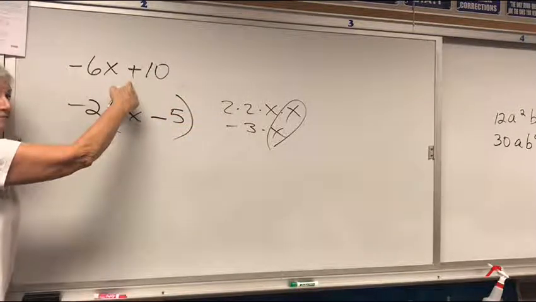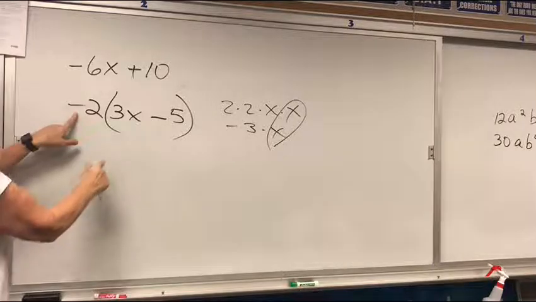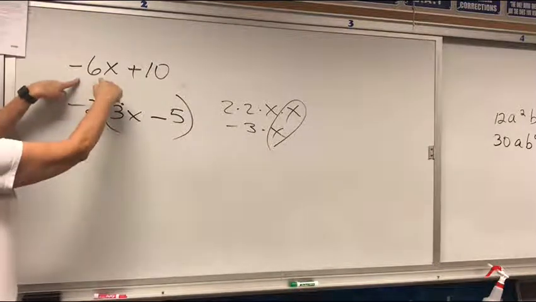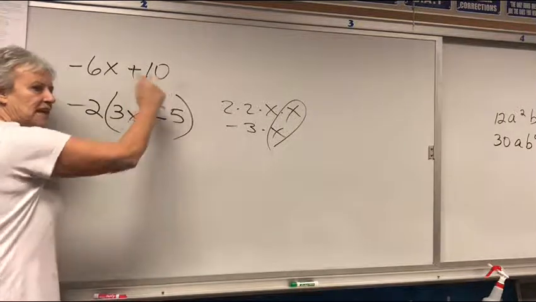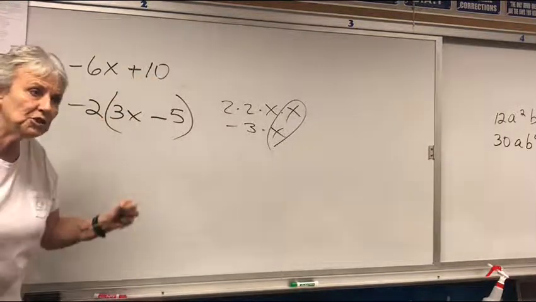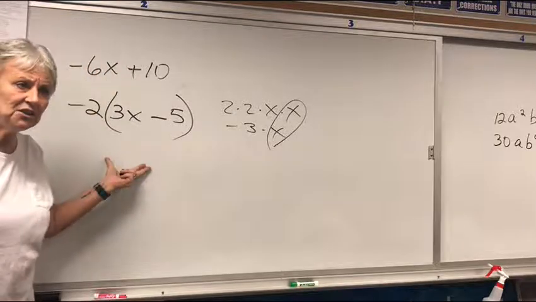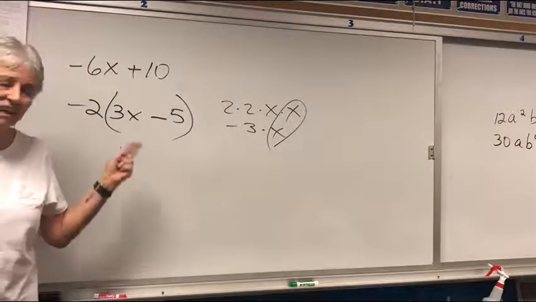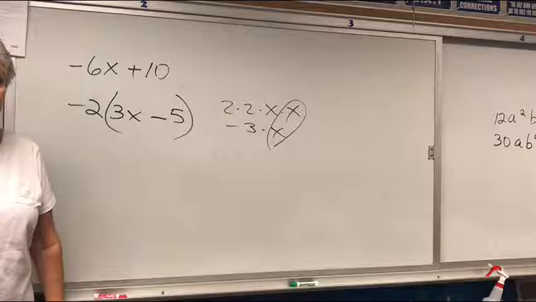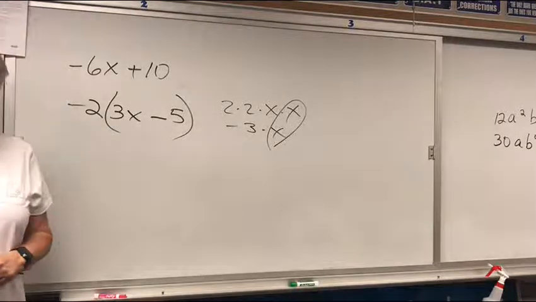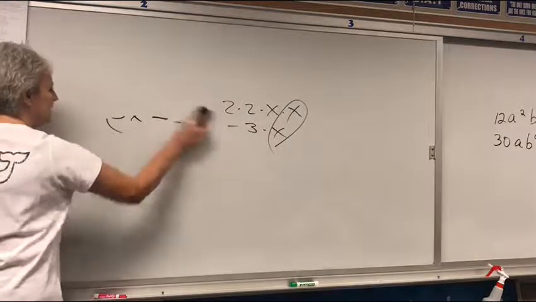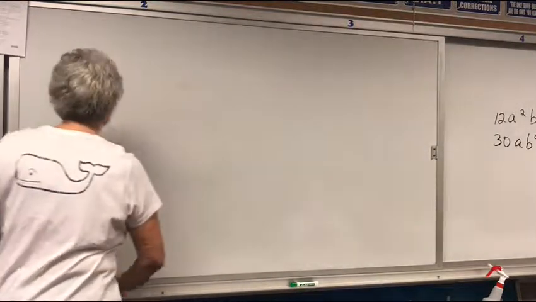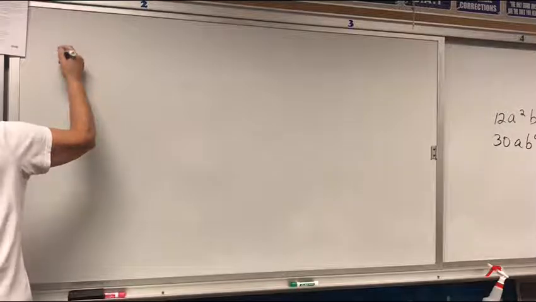Not plus 5, because negative times positive is negative 6x. Negative times negative is positive 10. If you do a mental check before you continue, you will find yourself making 100 less mistakes. Always do the distributive property when you're done. This is going to get way more complicated, so just hang in there. Let's do one more easy one.